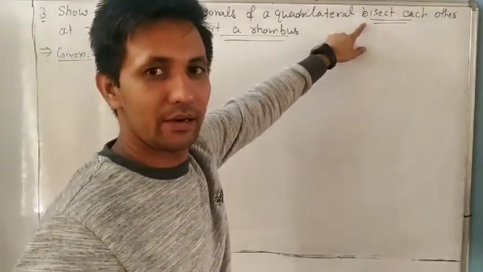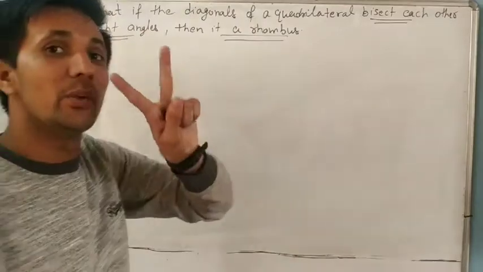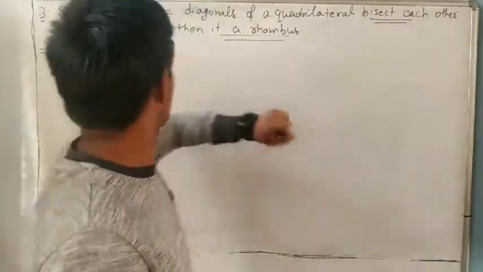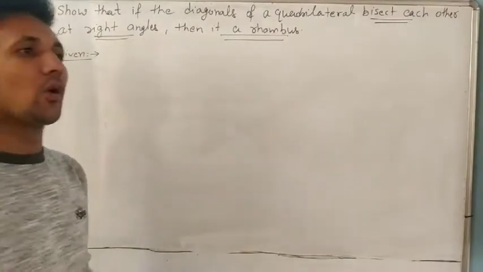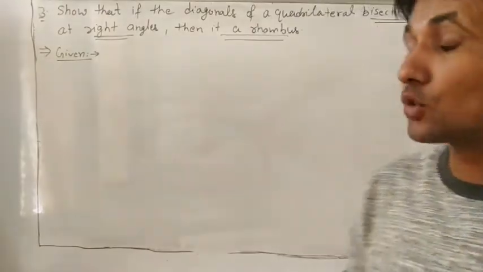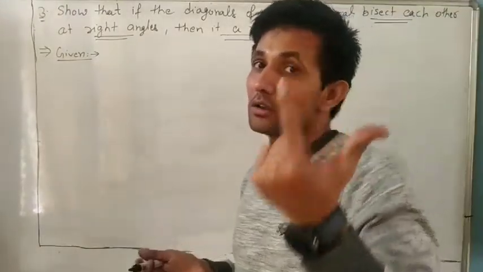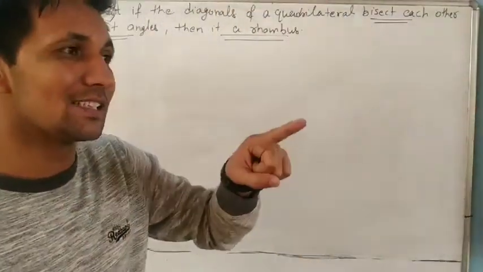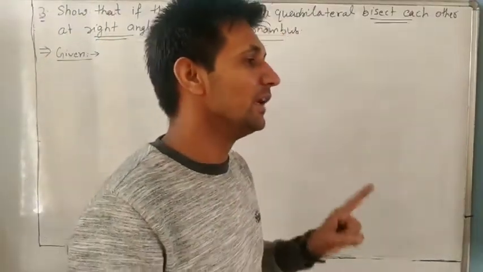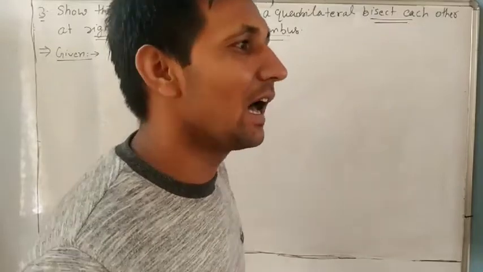The diagonals bisect each other. Bisect means divide into two equal parts. Bi means two, sect means divide into two equal parts. And then it is a rhombus. So we want to prove that it is a rhombus. First we have to think what a rhombus is. A rhombus is a parallelogram in which all sides are equal.